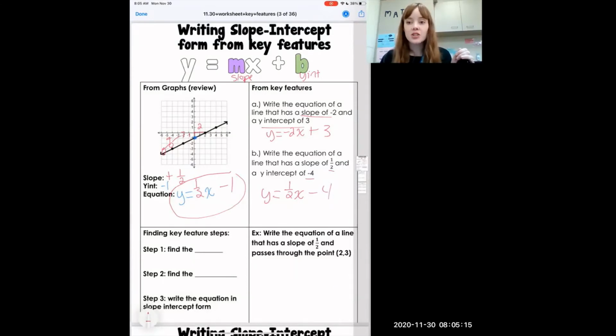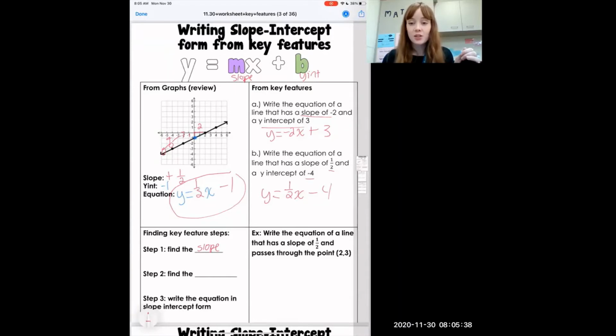Now, in some situations, they're going to be missing a key feature. They'll be missing a slope and they'll be missing a y-intercept and they won't give you a graph. So we need to review how to find all of those pieces. The first thing you always need before you start writing your y equals mx plus b equation is to find the slope.